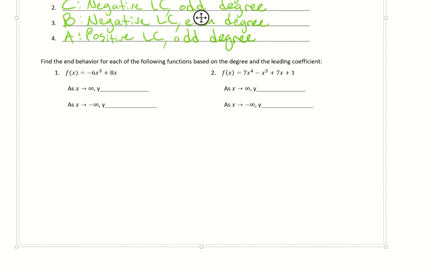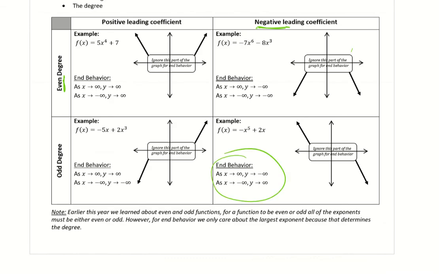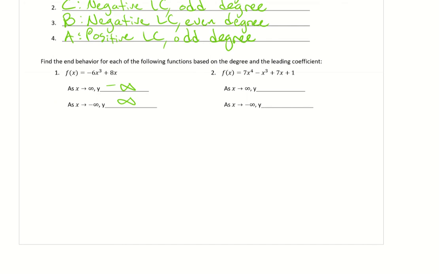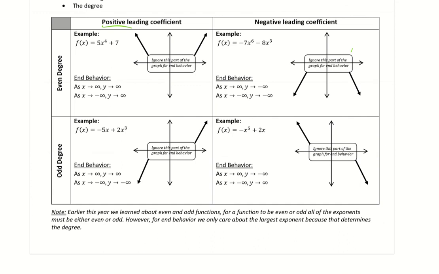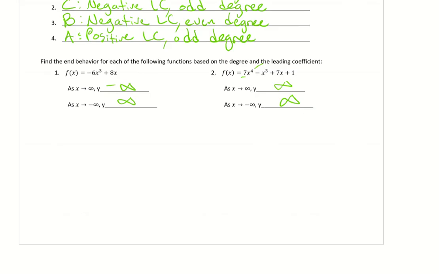And then the last ones, we're going to just basically look at those boxes again. This one has a negative leading coefficient and an odd degree. So that's going to be this one right here, negative and odd. So then we're going to say as x approaches infinity, y approaches negative infinity, and as x approaches negative infinity, y approaches infinity. So basically they're just the opposites. And then for the last one, we've got a positive and an even. So positive, even, that's this one right here. So we've got y goes to infinity in both situations. And that's that assignment.